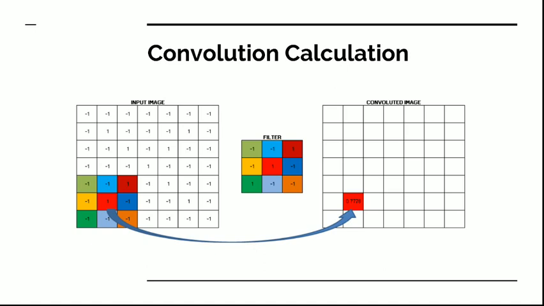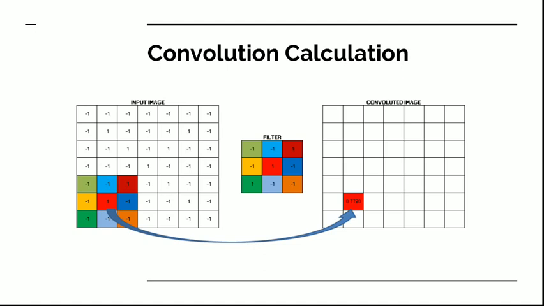So imagine we have an input image as given on the left, and we have a filter. By a filter I mean a 3 by 3 matrix, and in that matrix we have different values, here -1 or 1. On the right I have a convoluted image, and right now nothing is populated. Suppose we want to calculate the value for the colored cell on the right image. How do we calculate that value from the input image using the filter?